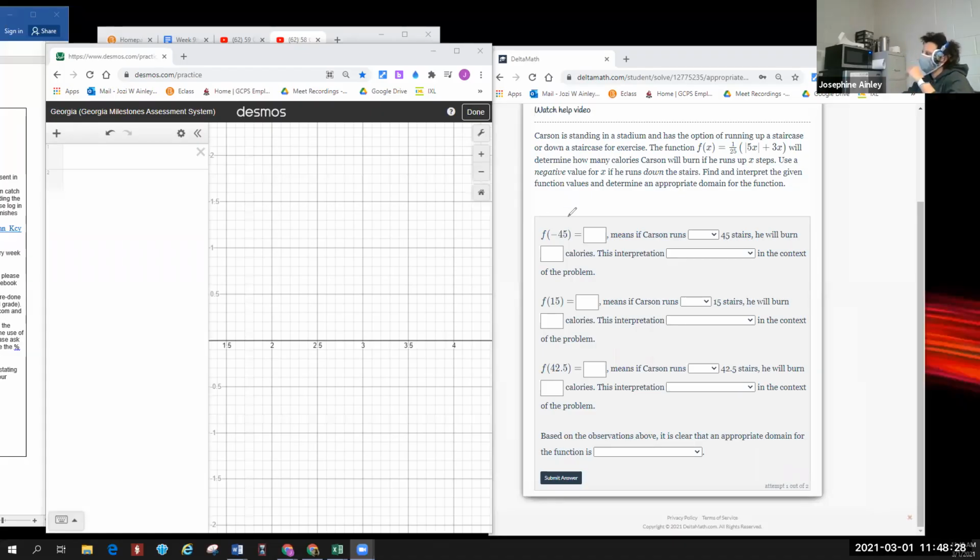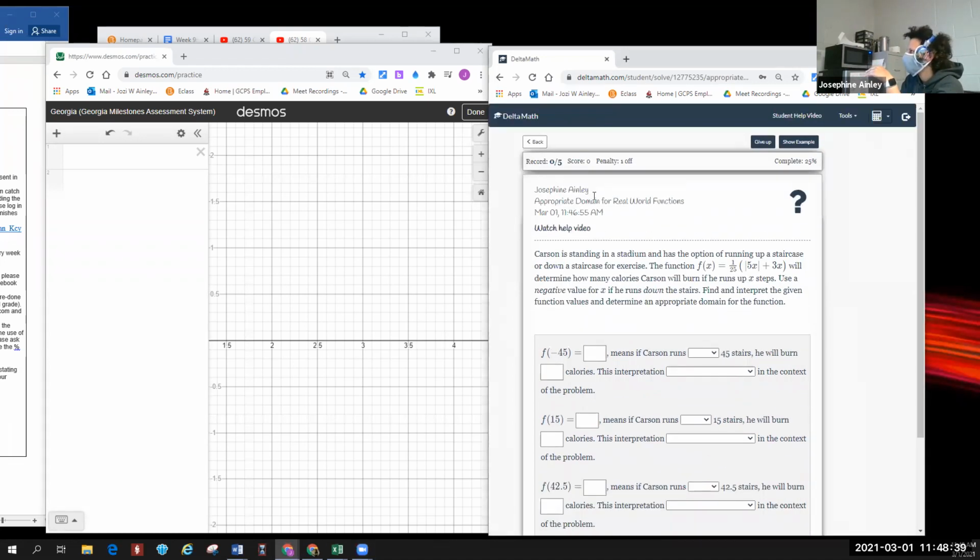All right, guys, we're going to take a look at real world problems. These ones can get a little bit lengthy because of the explanation, but it's not that big a deal if you kind of get used to it. Okay, so this is domain and range, appropriate domain and range for real world functions.